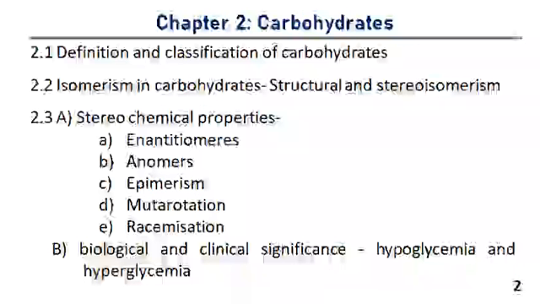Today we are beginning a new chapter. The name of the chapter is carbohydrates. This chapter contains three topics. First is definition and classification of carbohydrates. Second is isomerism in carbohydrates. And third is stereochemical properties, biological and chemical significance of carbohydrates. We'll begin with definition and classification of carbohydrates first.